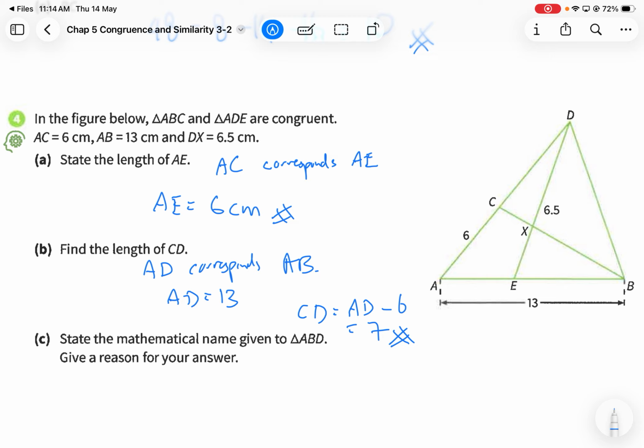The mathematical name given to ABD. Yes, David, what is the mathematical name given to ABD? Yes, isosceles triangle. Okay? Because in this triangle, AD has the same length as AB. So it must be an isosceles triangle.